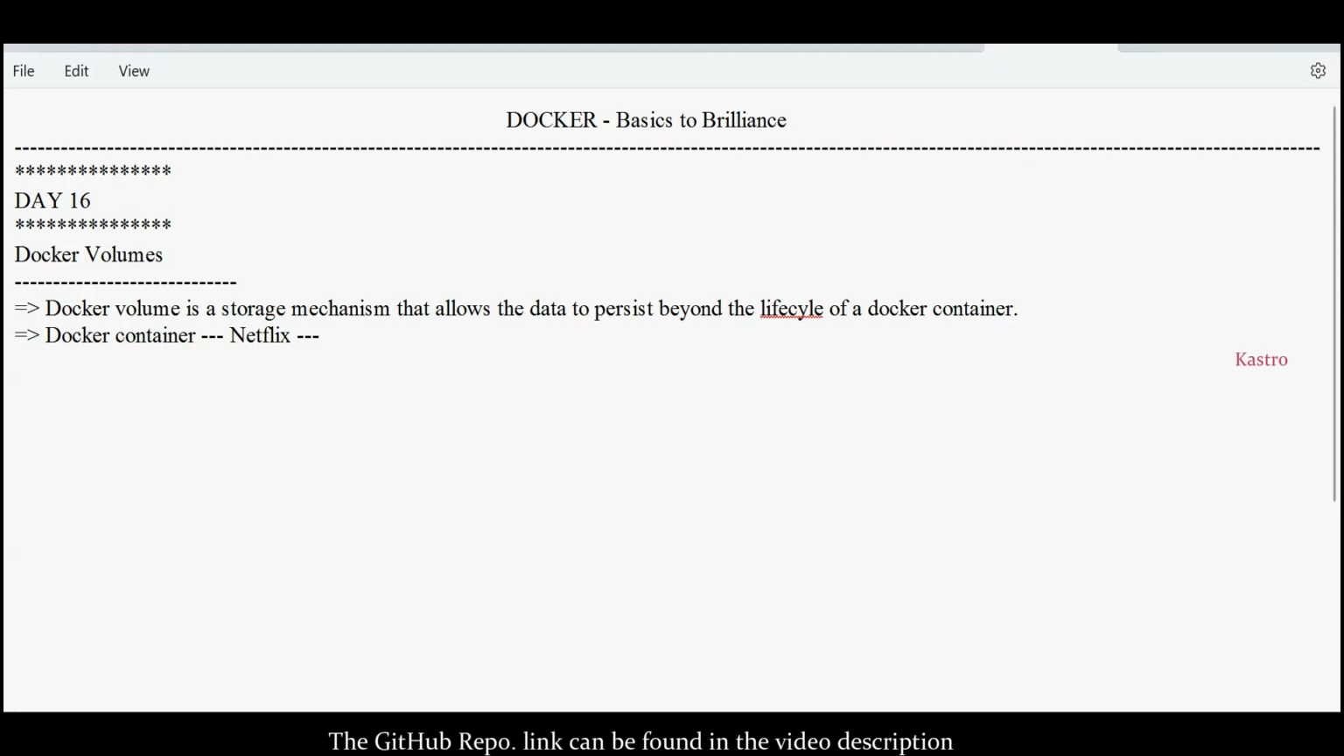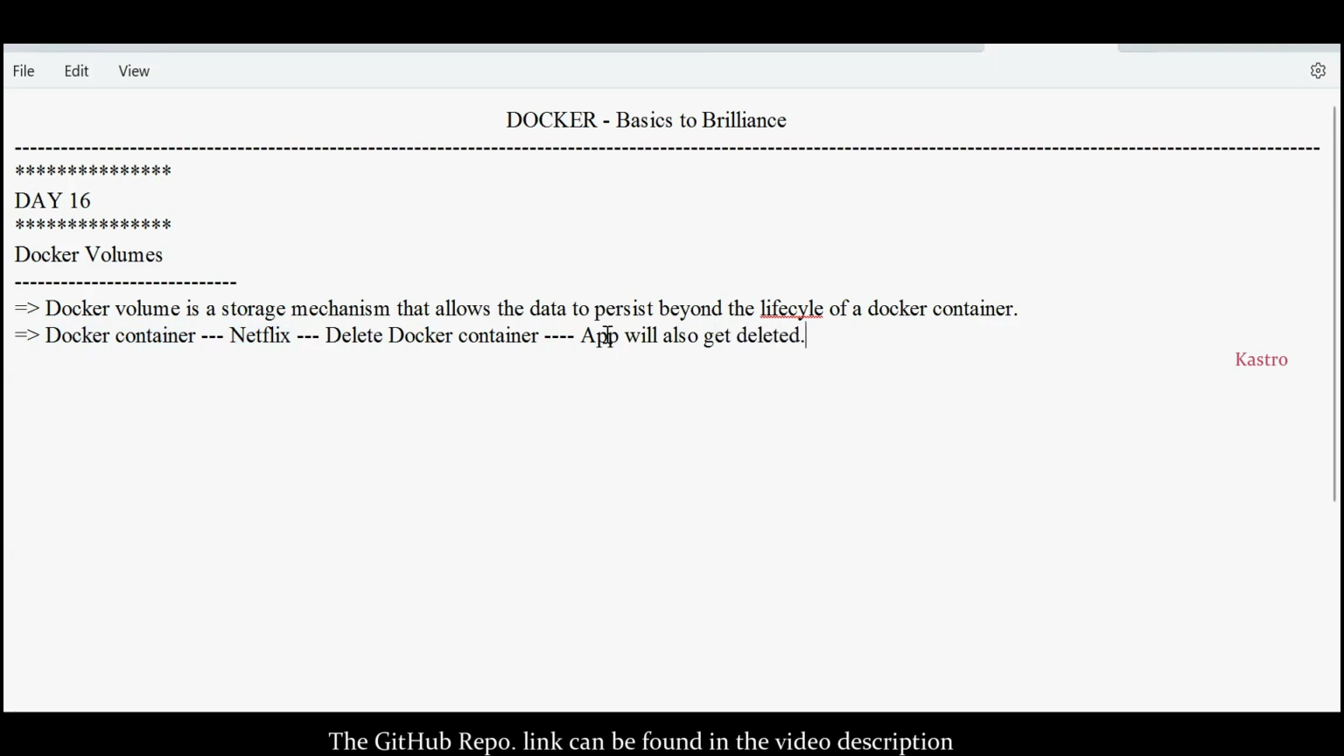Now, after some time, I will delete this Docker container. So when I delete the Docker container, what about this Netflix application? This application, whatever we have deployed inside the Docker container, will also get deleted.